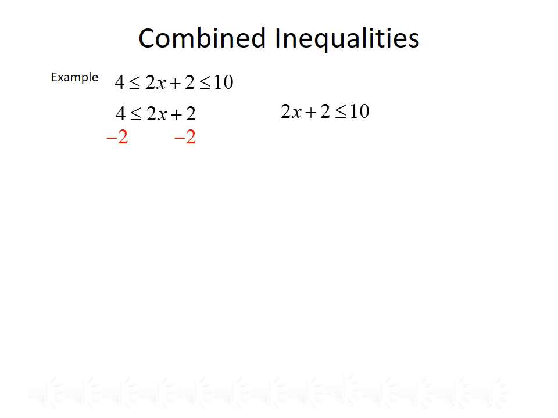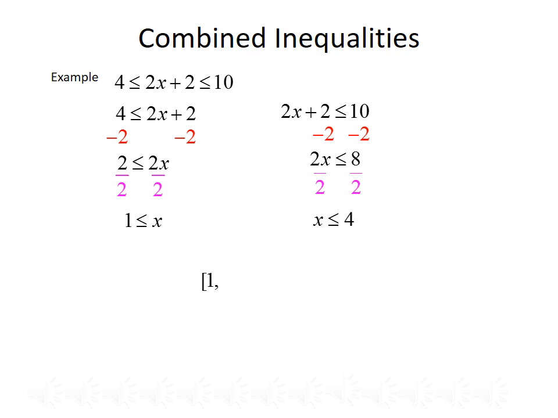So for 4 is less than or equal to 2x plus 2, we'll subtract 2 from both sides of the equation, giving us 2 is less than or equal to 2x. To get x by itself, we'll divide both sides by 2, yielding 1 is less than or equal to x. For 2x plus 2 is less than or equal to 10, we'll subtract 2 from both sides of the equation, giving us 2x is less than or equal to 8. To solve for x, we'll divide both sides by 2, yielding x is less than or equal to 4.